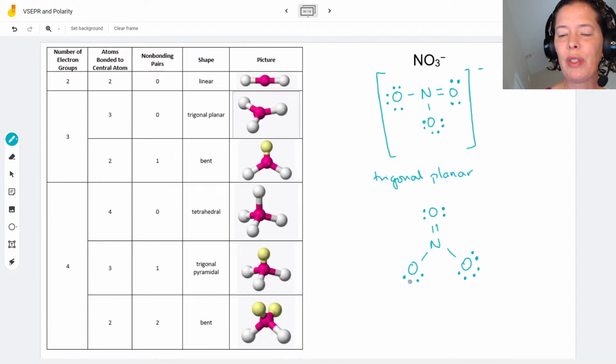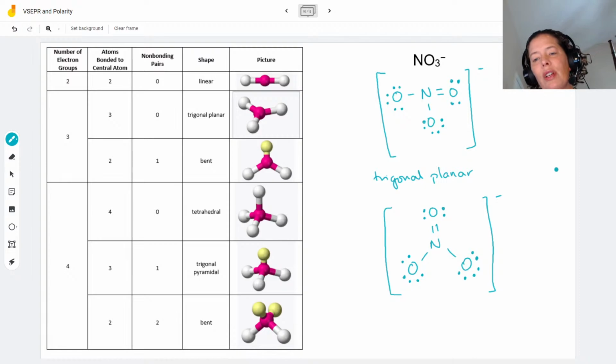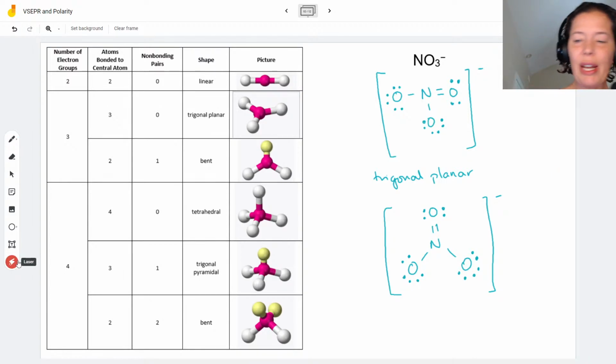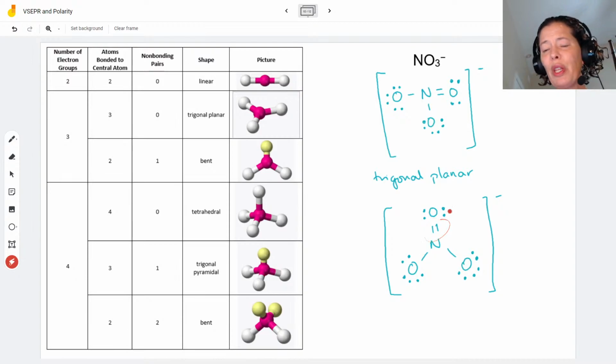Okay, almost done with these non-bonding pairs. Okay, and let's get our brackets and let's get our negative charge. All right, so there is nitrate. Again, one thing I want to point out, I chose to put this double bond facing up, but you can put it either on the right or the left. It doesn't make a difference. That is completely fine. So this is the trigonal planar structure of nitrate.